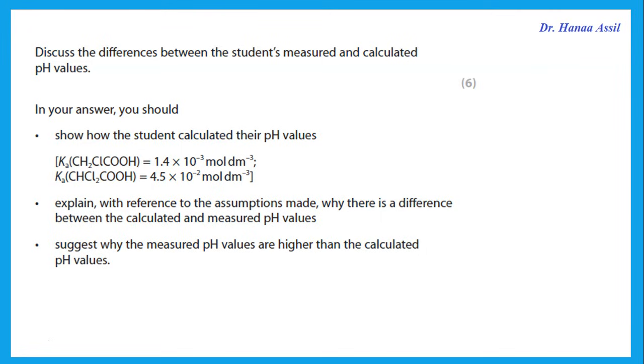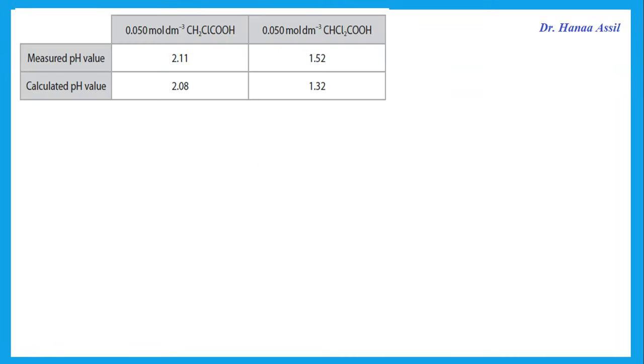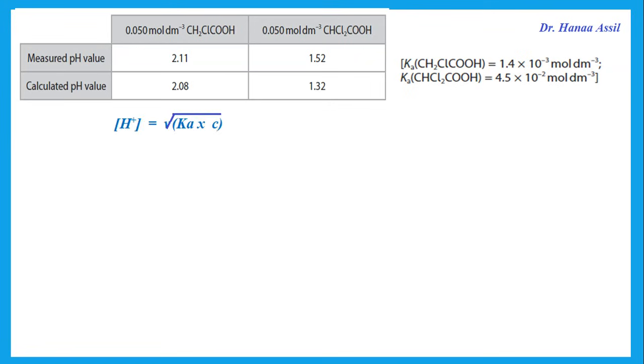Explain with reference to the assumptions made why there is a difference between the calculated and the measured pH values, and suggest why the measured pH values are higher than the calculated pH. So these are the values we are given, and we're also given the values for Ka, so we can use that to calculate. How did they calculate these pH values?